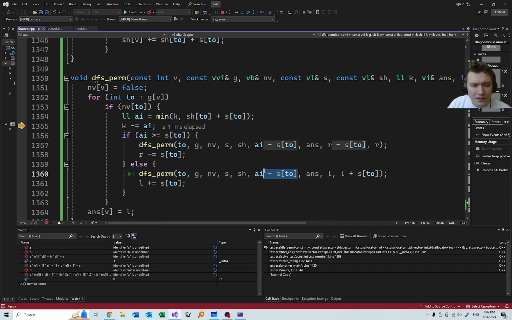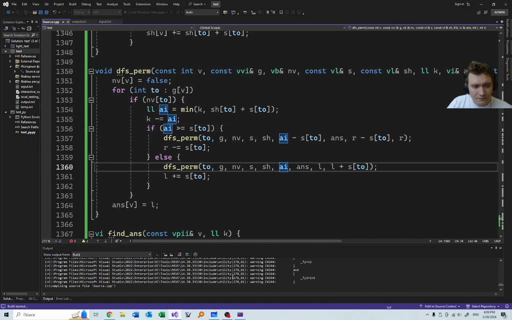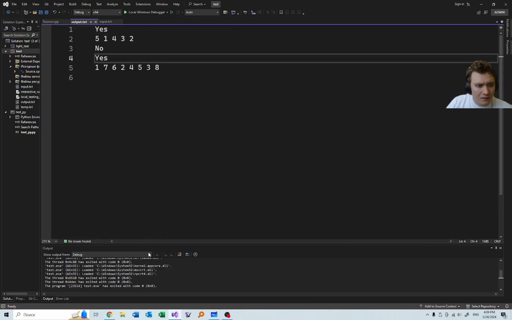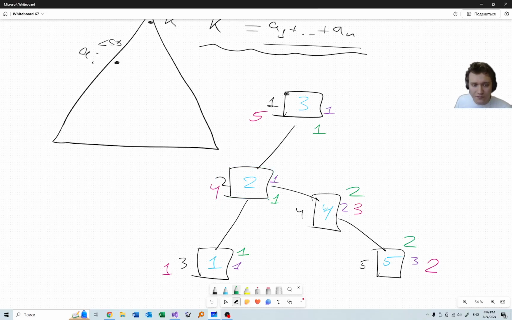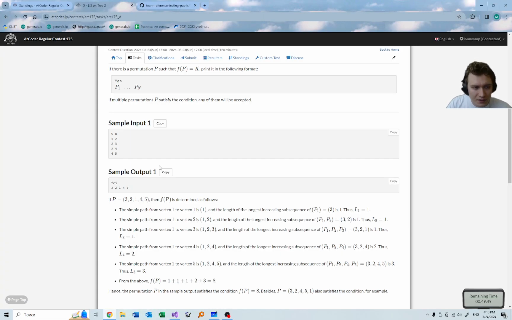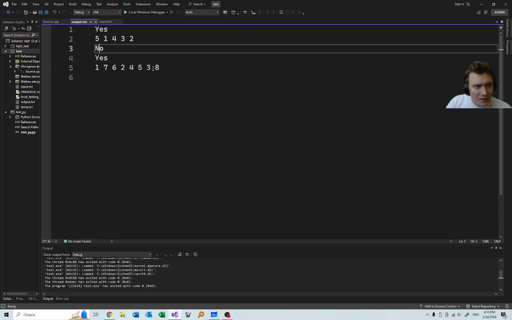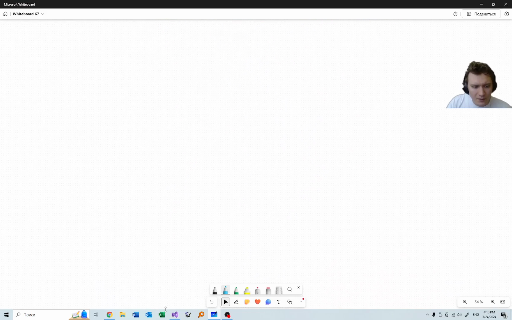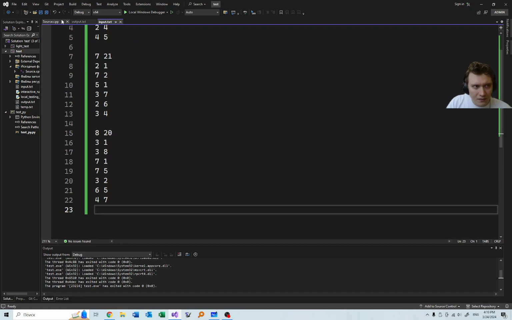I need to write here just AI. 5, 1, 4, 3, 2. Okay, so the answer is 1, 1, 2, 2, 2. Yes, it is 8. It is equal to 8. Then it says no, and then it says yes. So I think we need to draw this example and submit and get accepted.